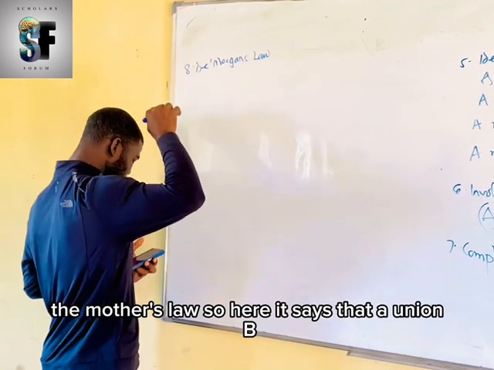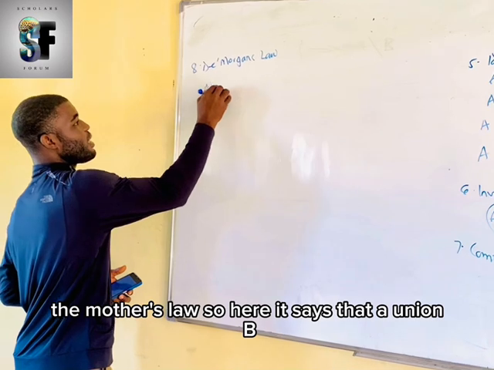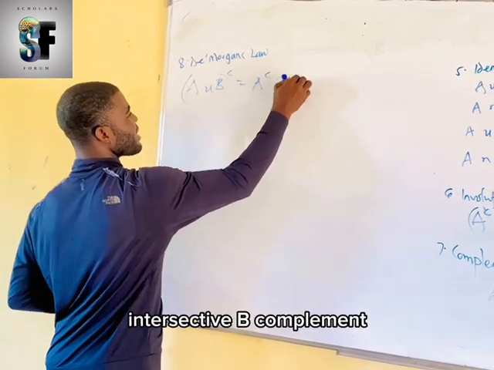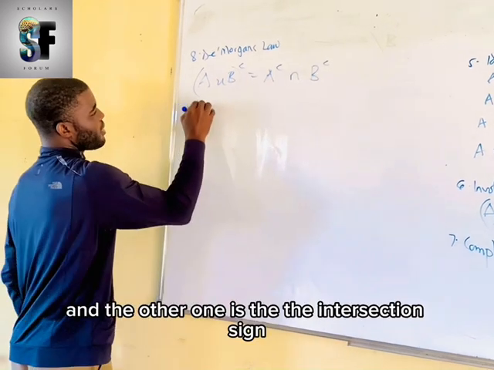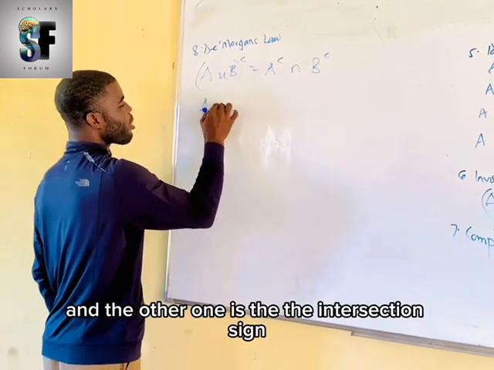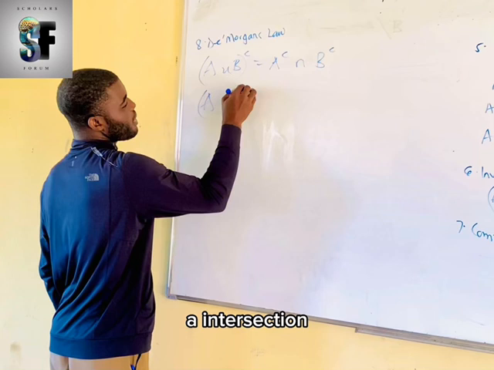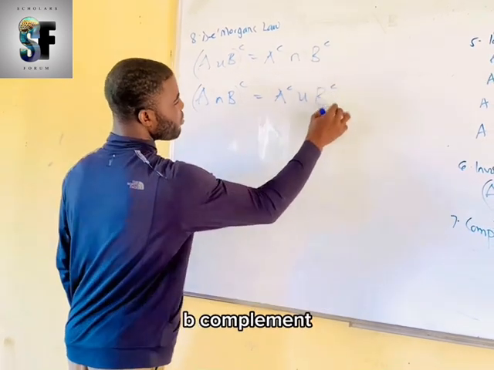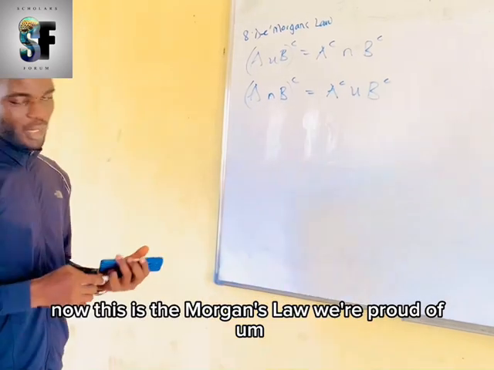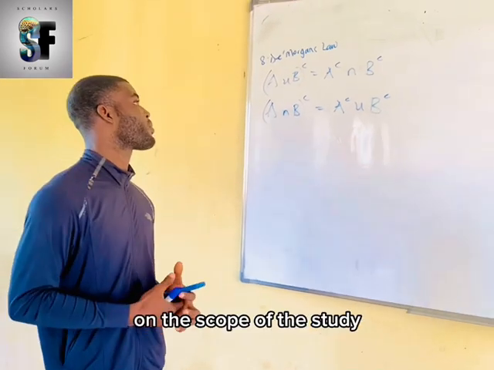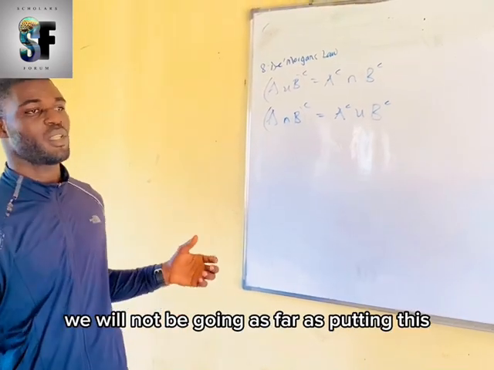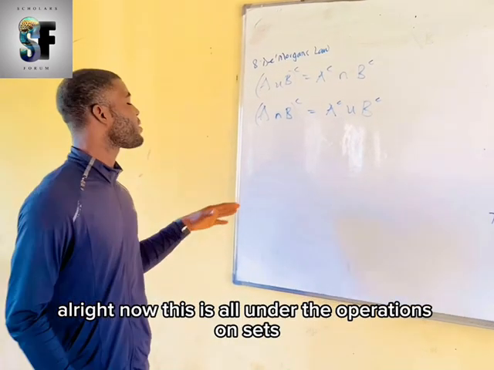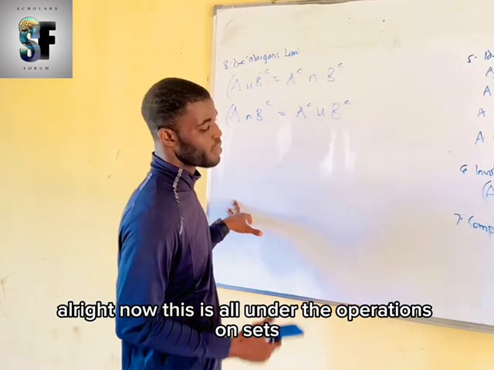De Morgan's law says that the complement of A union B is the same thing as A complement intersecting B complement. And the other one is the intersection sign: the complement of A intersection B is the same thing as A complement union B complement. Now this is De Morgan's law. It is beyond the scope of the study. We will not be going as far as proving this, but should we have the opportunity to, then we will. Alright? Now this is all under the operations on sets.